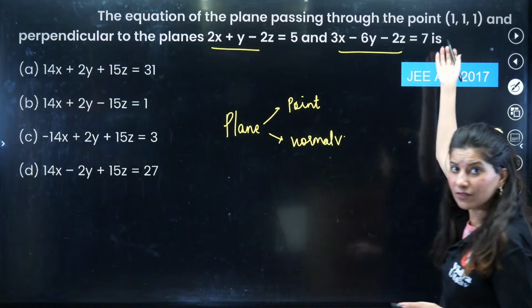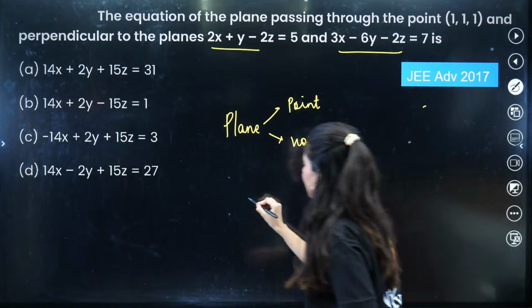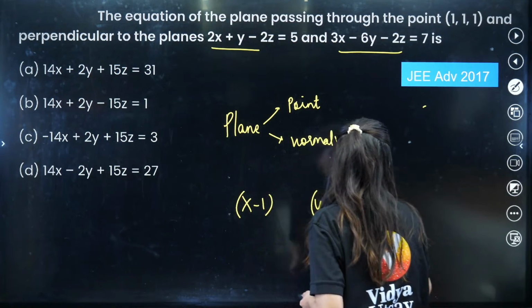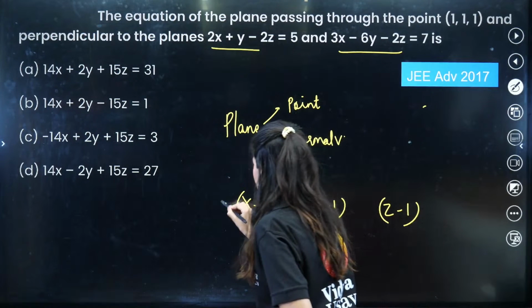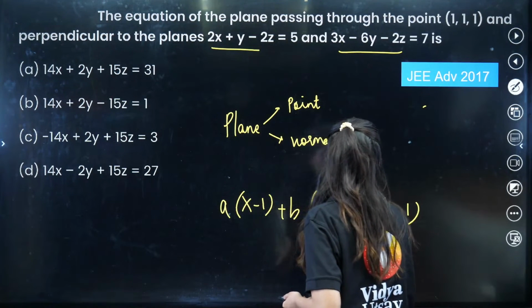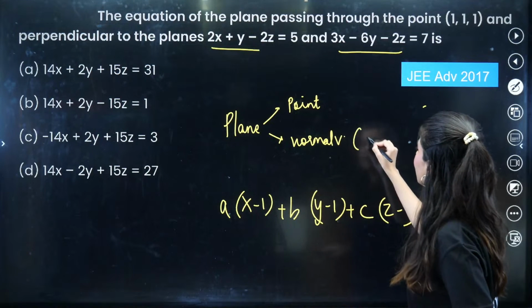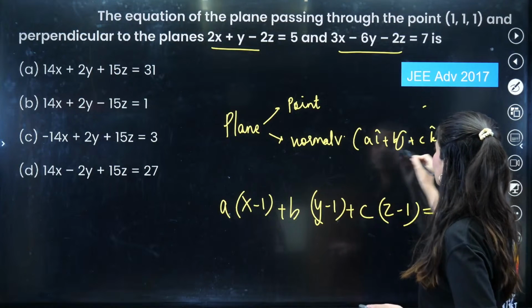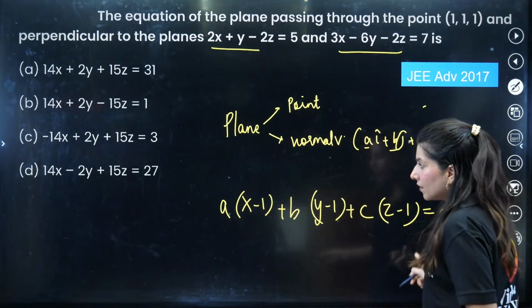The point is already given, 1, 1, 1. So that can be written as a(x minus 1) plus b(y minus 1) plus c(z minus 1) is equal to 0, right? The normal vector is a i cap plus b j cap plus c k cap. We need a, b and c to put over here.